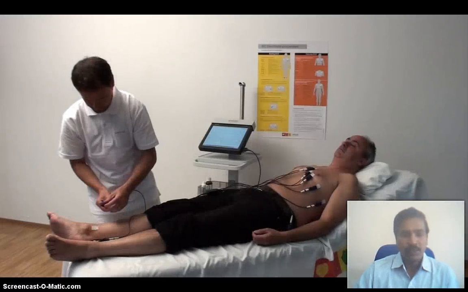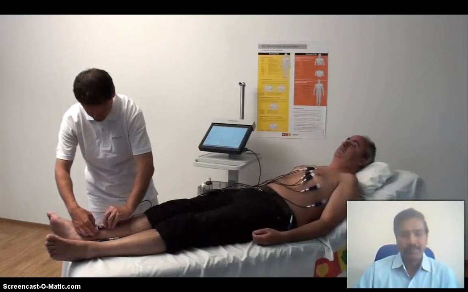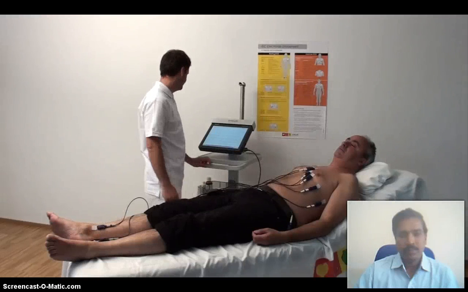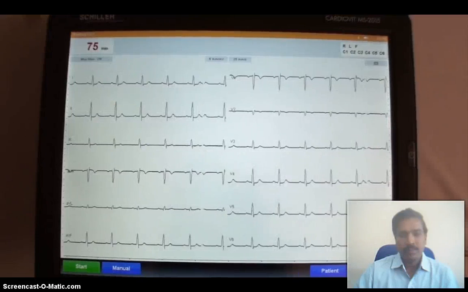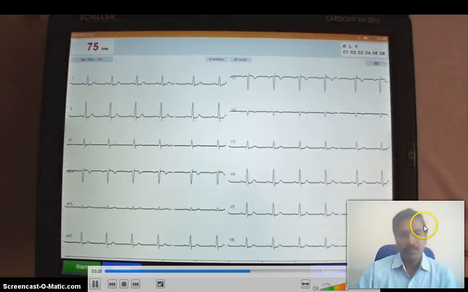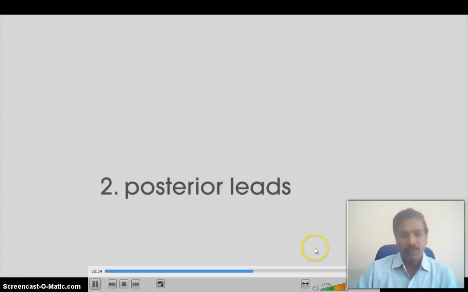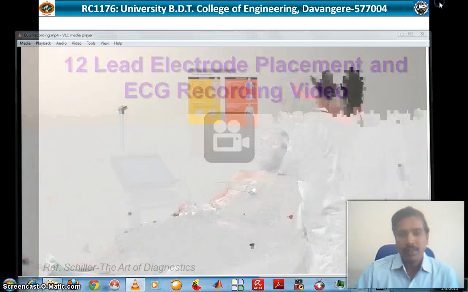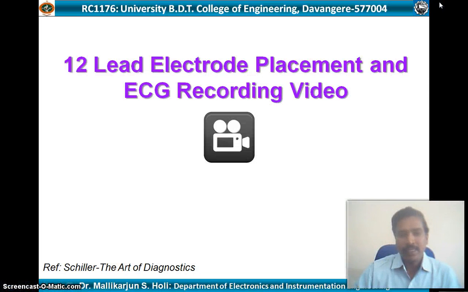Connecting the electrodes. After the electrodes have been placed on the patient, connect the patient cable leads to the electrodes. Check the ECG signal on the screen. Ensure that a good signal is displayed. So this is the standard method of recording the ECG. We will go back to our slides now.